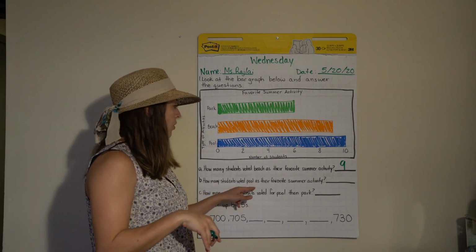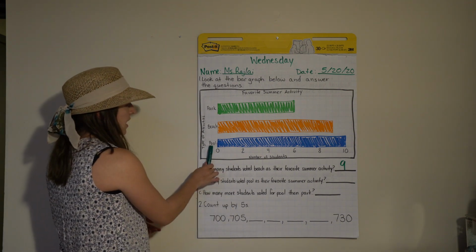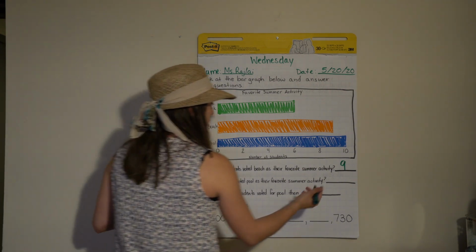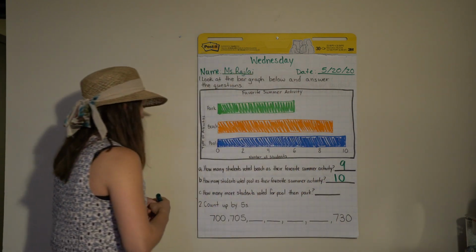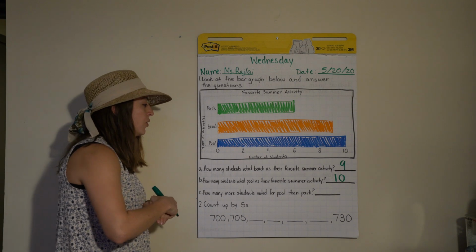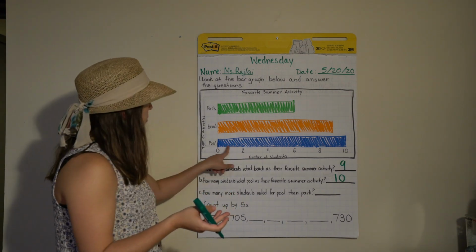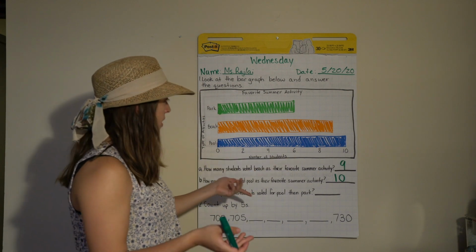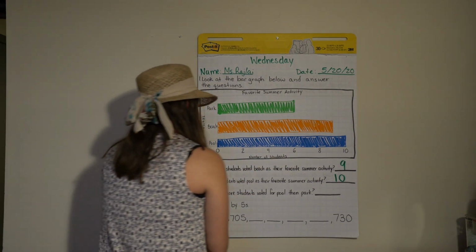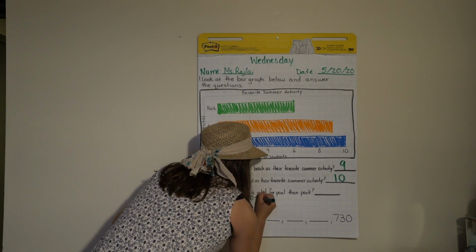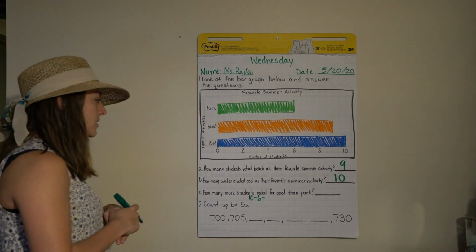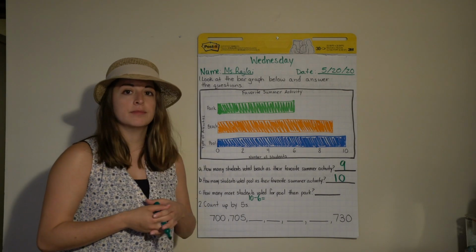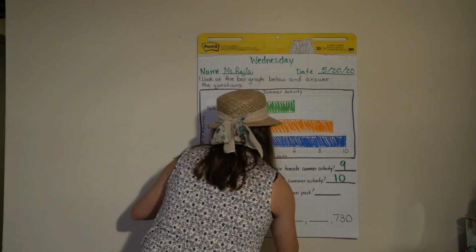Okay. Let's do the next one. How many students voted pool as their favorite summer activity? Well, looking at pool, how many people voted for pool? 10. Nice job. Okay, so write 10. And then for C, how many more students voted for pool than for park? So let's see. For pool, we know we have 10. And then for park, we have 6. Okay. So I could start with the bigger number and I can subtract. So I could do 10 minus 6 equals, and then that's going to be our answer. So what's 10 minus 6? Hopefully you got 4, because that is correct.